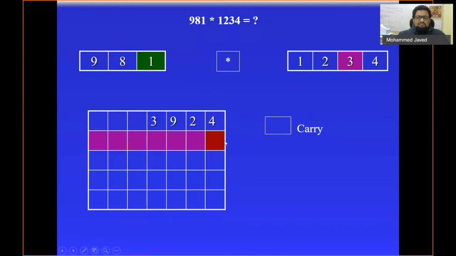We simply multiply: 3 into 8 is 24, so 4 with 2 as a carry, and then 9 3s are 27. 27 plus 2 is 29.